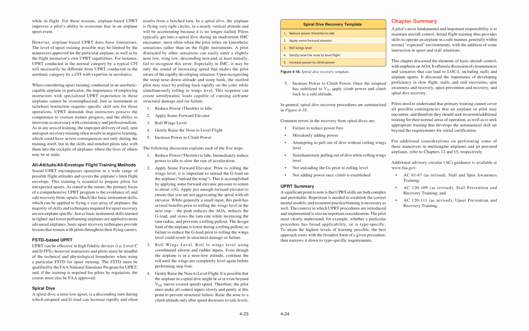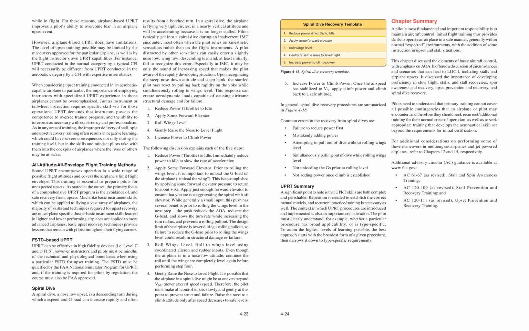Just as instrument or tailwheel instruction requires specific skill sets for those operations, UPRT demands that instructors possess the competence to oversee trainee progress, and the ability to intervene as necessary with consistency and professionalism. As in any area of training, the improper delivery of stall, spin and upset recovery training often results in negative learning, which could have severe consequences not only during the training itself, but in the skills and mindset pilots take with them into the cockpits of airplanes where the lives of others may be at stake.